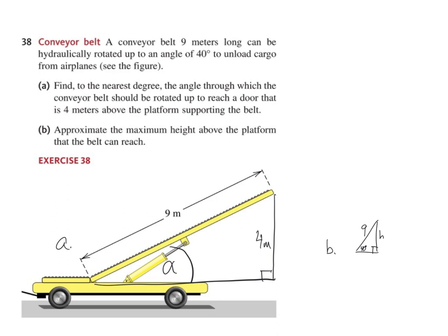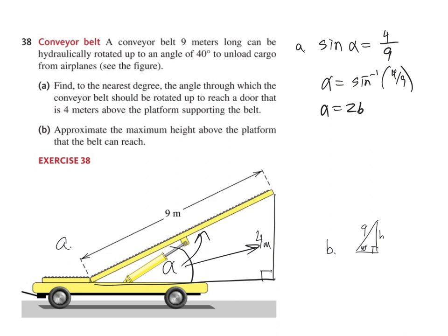A conveyor belt 9 meters long can be hydraulically rotated up to an angle of 40 degrees. Part A, find to the nearest degree the angle through which the conveyor belt should be rotated up to reach a door that is 4 meters above the platform. So part A is the actual picture here. We don't know the degree yet, but we know the conveyor belt's 9 meters long, and it has to be up 4 meters, so the opposite leg and hypotenuse. So part A is going to be the sine of alpha equals the opposite leg over hypotenuse. So what is alpha? The arcsine of 4/9. So again, take your calculator and figure all that out. And alpha should be 26 degrees, to the nearest degree.